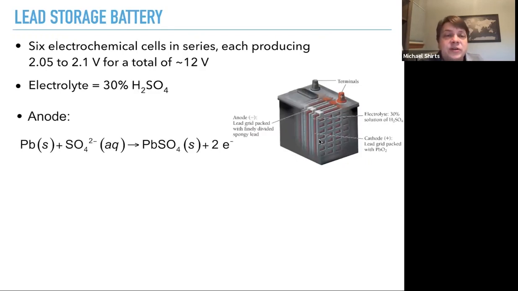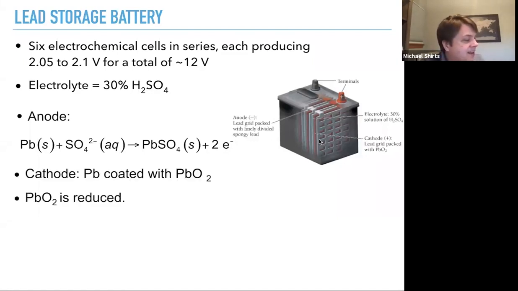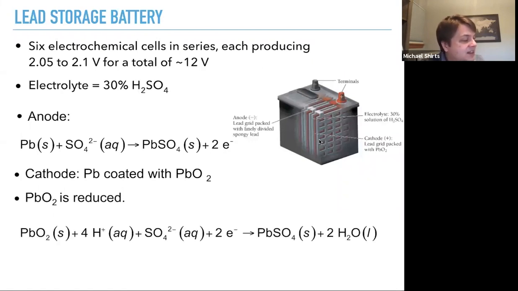At the anode, you get an oxidation of lead to lead sulfate. You've got a lot of sulfuric acid there, so there's a lot of sulfate ions for the lead to interact with. The cathode is lead coated with lead oxide, and it's the lead oxide that's reduced in this reaction. It needs acid to happen, which is great. There's a lot of H plus floating around. And so in this case, you get that converted to lead sulfate as well. Those are the reactions that are happening.